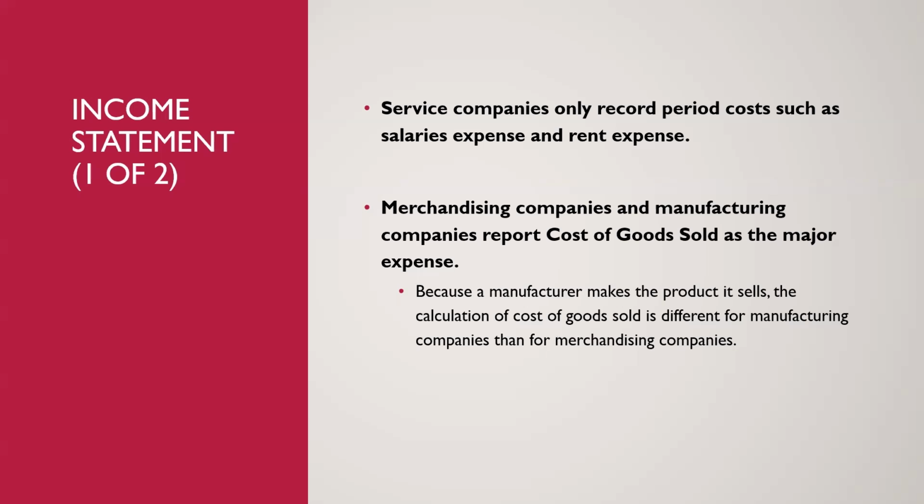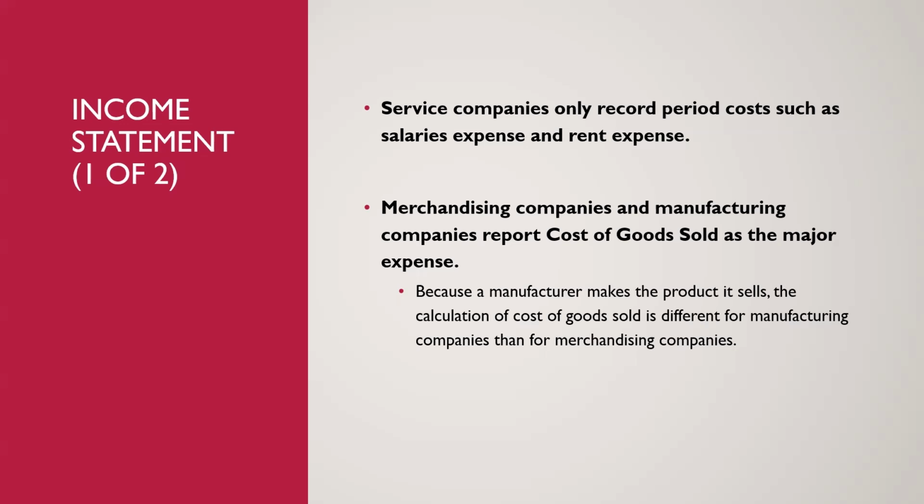Income statement. On the income statement, because service companies do not have any product costs, they only record period costs, such as salary expense and rent expense. In contrast with service companies, merchandisers' income statements usually report cost of goods sold as a major expense. Now, cost of goods sold represents the business's cost of the merchandise inventory sold.